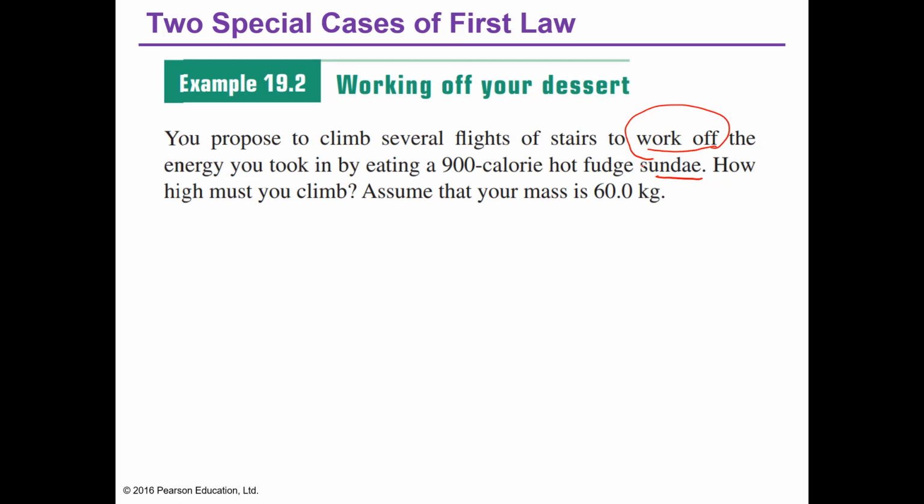Okay? So, if you use the first law of thermodynamics here, delta U, which is equal to the heat added minus the work done, and to work off the energy you took in by eating this sundae, it means that your change of internal energy is equal to 0. Okay? Dili ka gusto mag-change ang imong state. Dili ka gusto mag-change imong internal energy. We also call this one a cyclic process. So if delta U is 0, then your work is equal to the heat. And unsa nga heat ang nadari? It is the energy nga ni-enter sa imong system, which is equal to this 900.